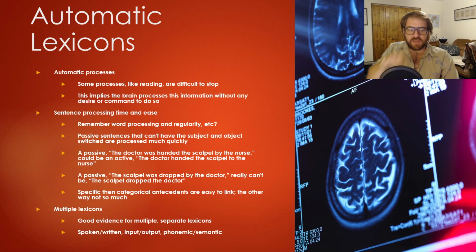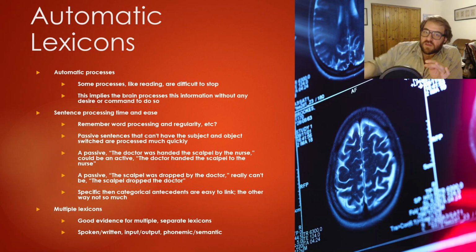So the doctor was handed the scalpel by the nurse. The subject of the sentence is the doctor. And this person is getting a scalpel from the nurse. The nurse is the one doing the giving. So she's the agent. If we flip it, if we do the reversible sentence, the doctor handed the scalpel to the nurse. Now, the subject is still the doctor. But as she's handing the scalpel to the nurse, she's also the agent. She's the one doing the acting.